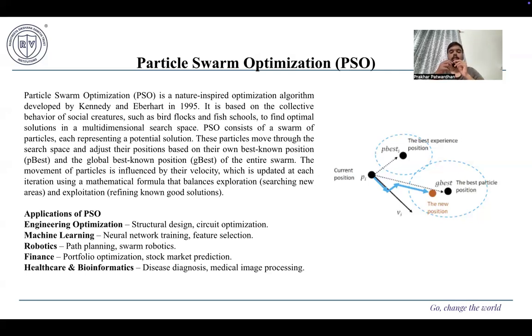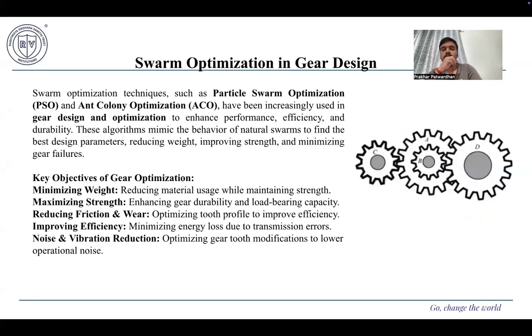The applications of PSO are engineering optimization, such as structural design and circuit optimization. Second is machine learning, including neural network training and feature selection. Robotics, such as path planning. Finance, such as portfolio optimization and stock market prediction. Healthcare and bioinformatics, such as disease diagnosis and medical image processing. Coming to the application part, we have seen that in machine learning we are using neural networks, which are a major branch of machine learning.